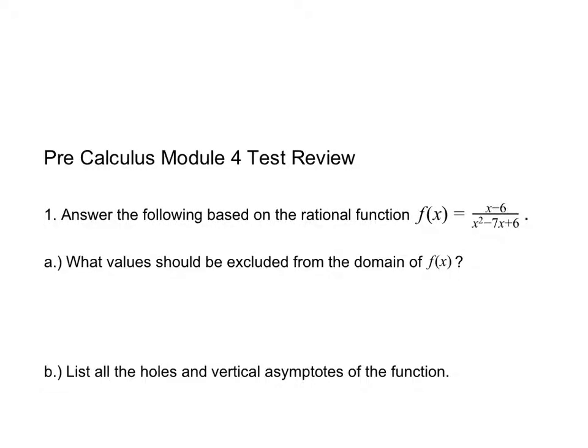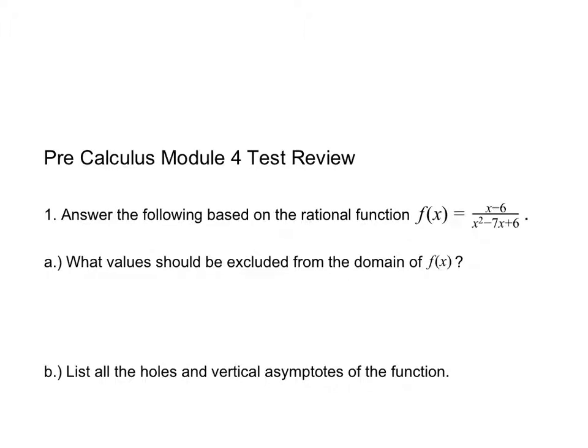So we're going to go over review problems you can expect to see on the Module 4 test. So we're going to start off with question 1. We're going to use the rational function f of x equals x minus 6 over x squared minus 7x plus 6 to answer some questions. So the first thing we want to know is what values should be excluded from the domain.